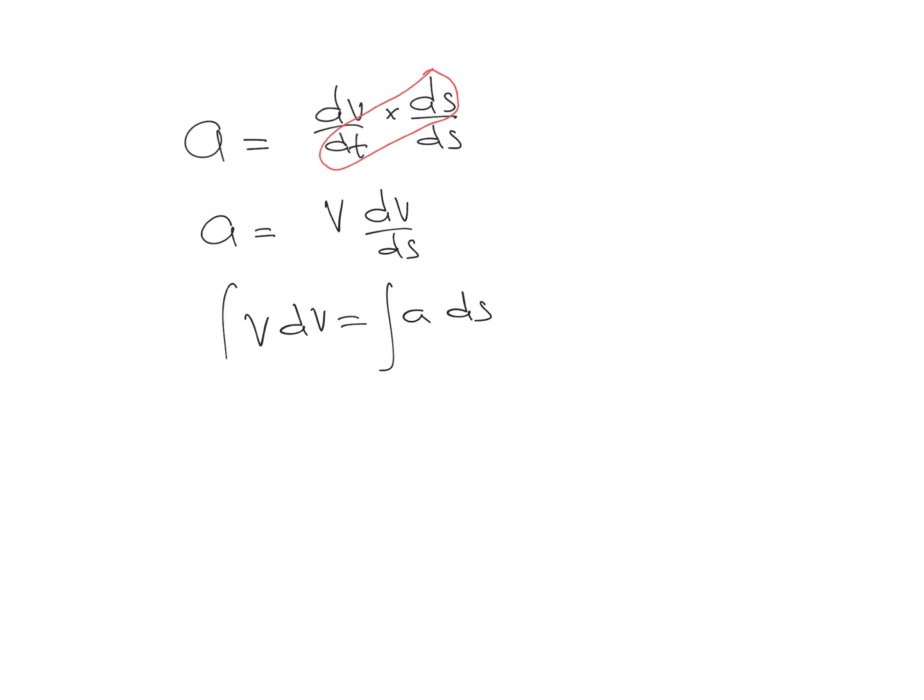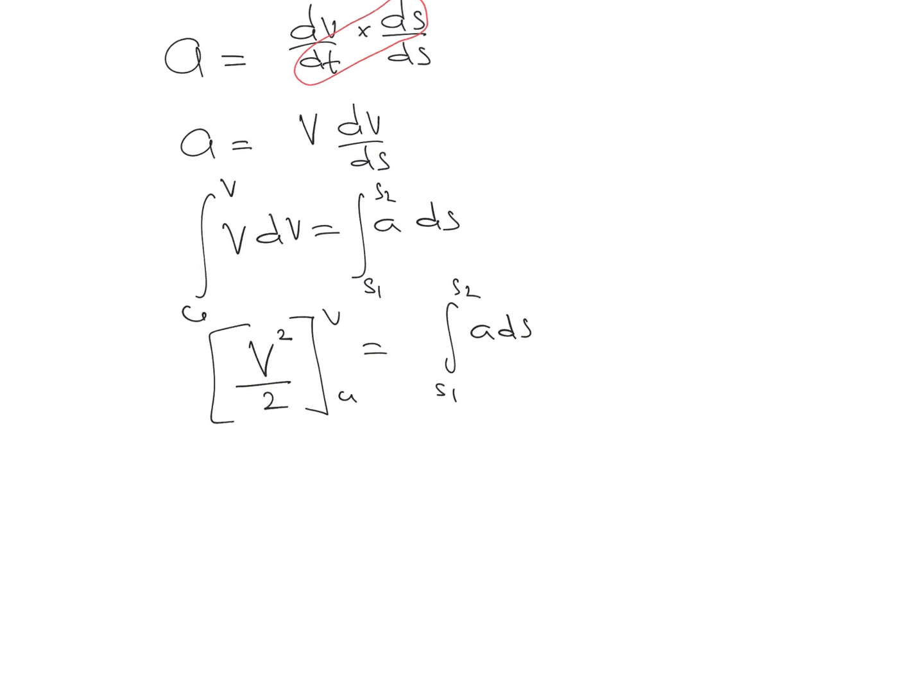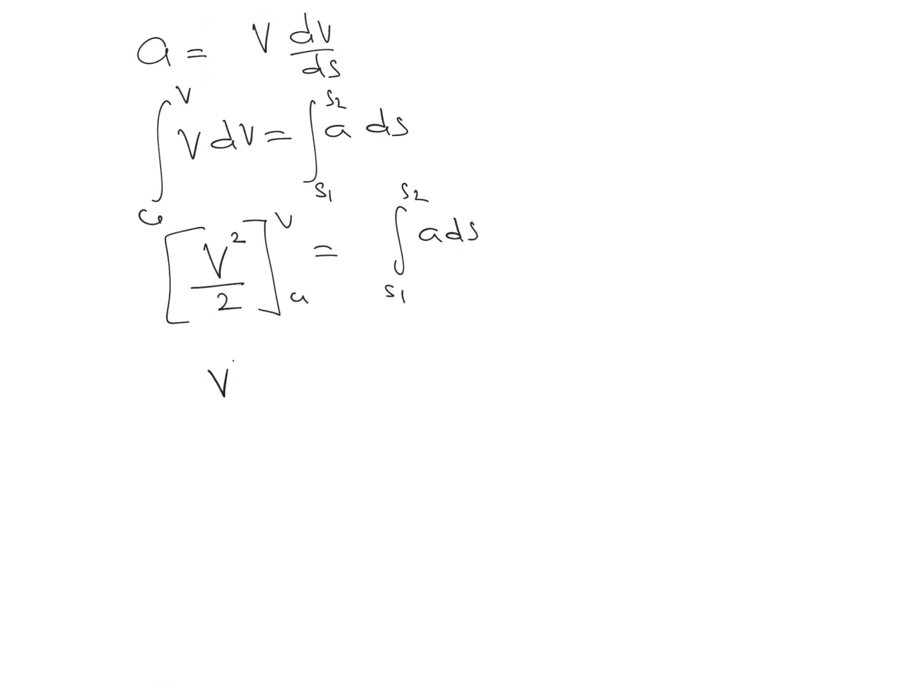Now if I integrate on both sides, let's say the velocity is changing from an initial velocity u to a final velocity v, and the displacement from, let's say, s1 to s2. Integration of v dv can be written as v square divided by 2, with the limit changing from u to v, which will be equal to the integration of a ds within its specified limit, from s1 to s2. If I put in the limits, we get v square minus u square divided by 2 equal to the integration of a ds.